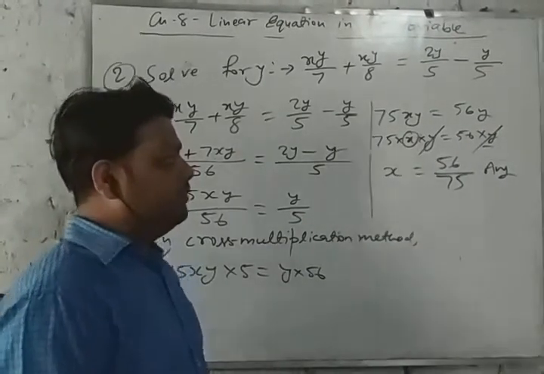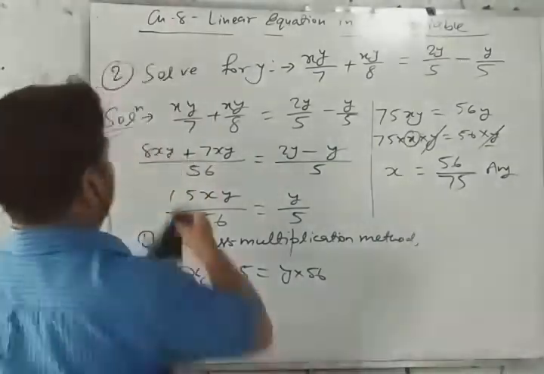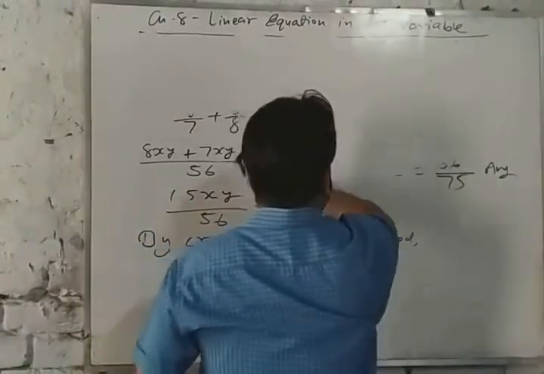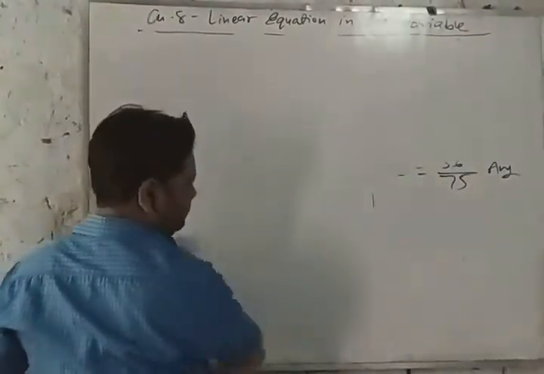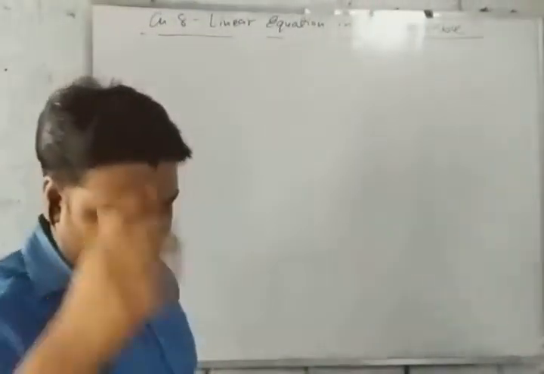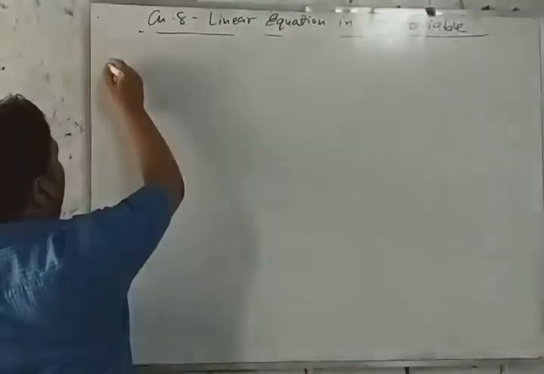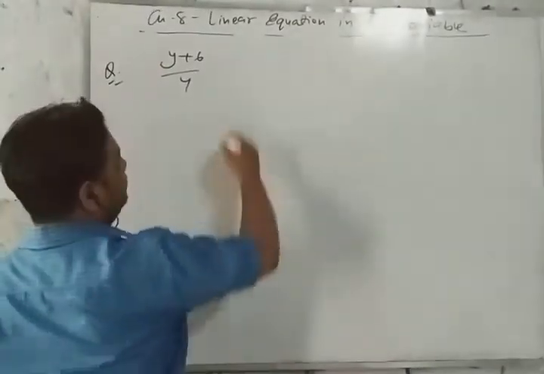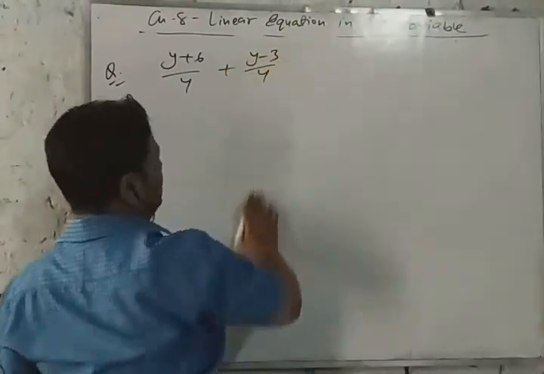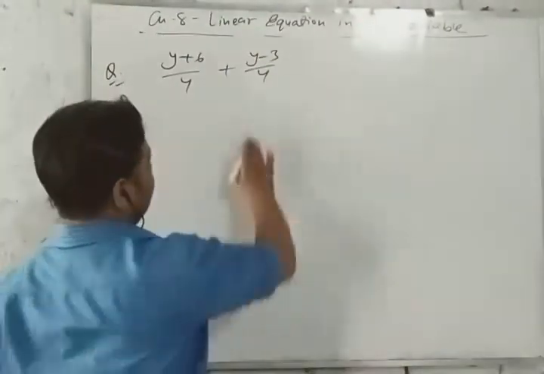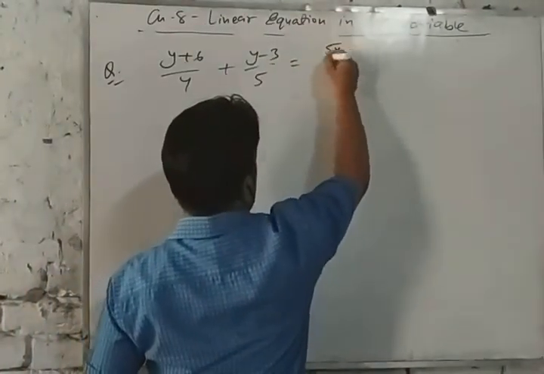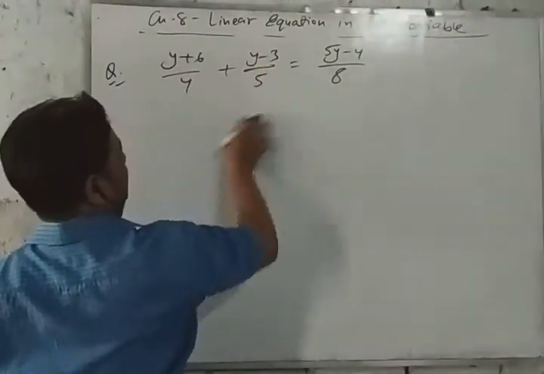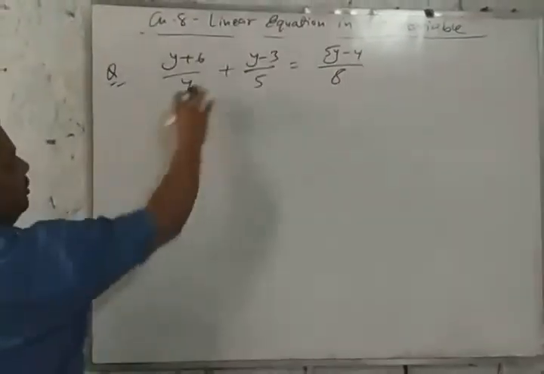Okay, so let's solve one more question of transposition method. Sorry, by cross multiplication method. Now, if the question is given y plus 6 by 4 plus y minus 3 by 5 is equal to 5y minus 4 by 8. Okay. Now let's see. Here we can say all are binomials. All the numerator are binomials.